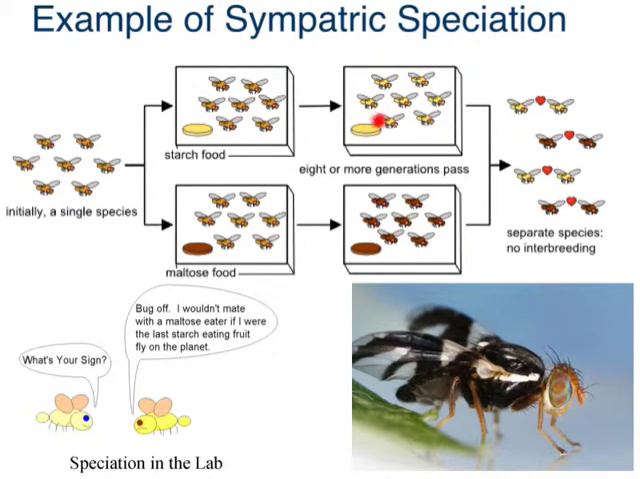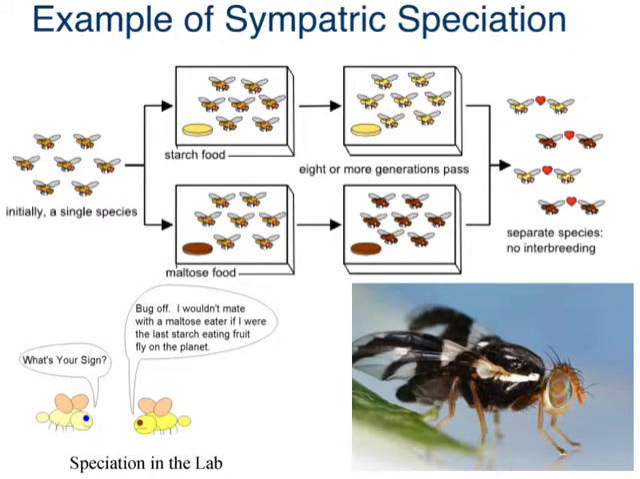These guys will only eat starch, and these guys will only eat maltose, and they will not mate with one another. They'll only mate with other fruit flies who eat the same as them, starch or maltose. They won't mate with the other subpopulation.